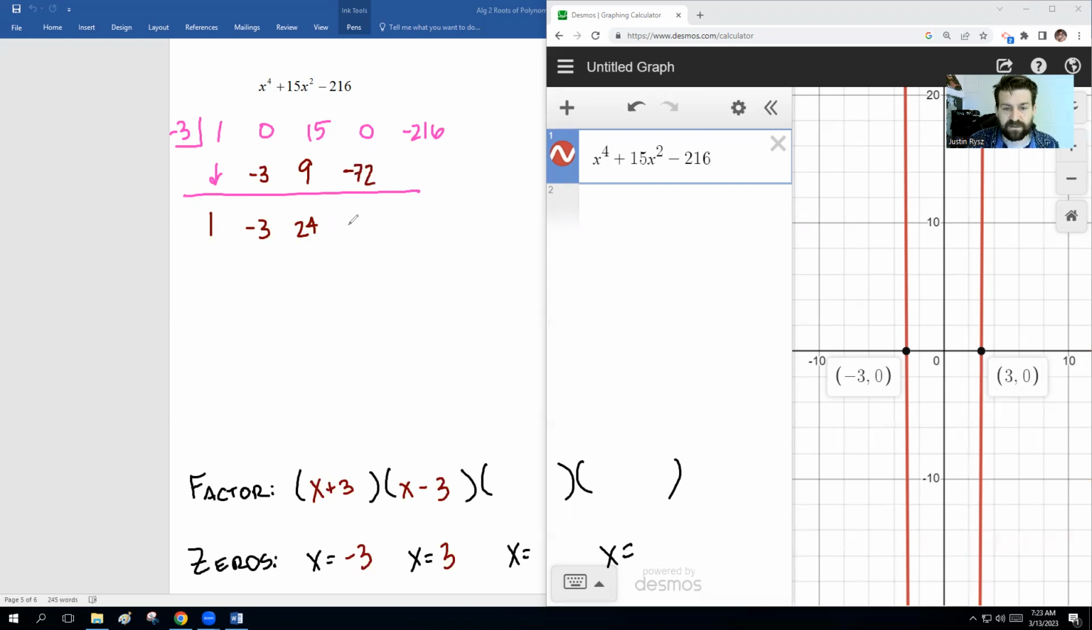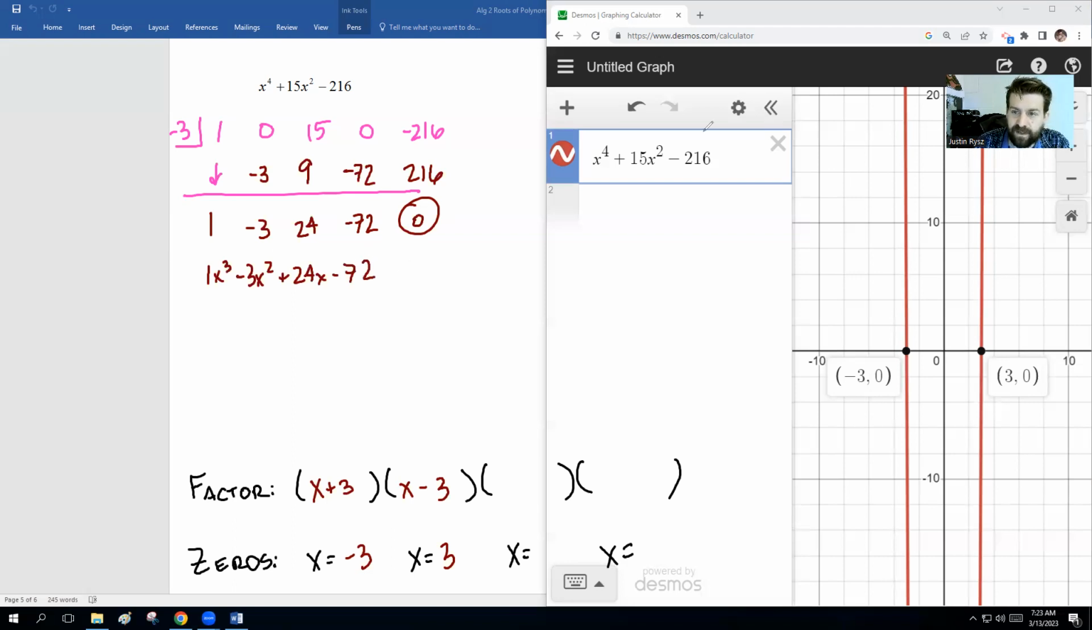It is a -72. If we add 72 and 0 together, that's -72. And if we times that by 3, fingers crossed, yes, we get a +216, which we add together, we get 0 remaining. So that reduced to a 1x cubed minus 3x squared plus 24x minus 72.